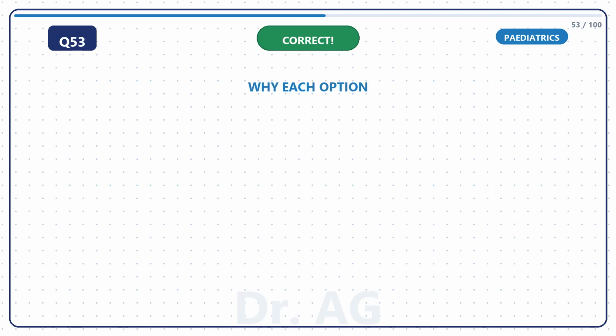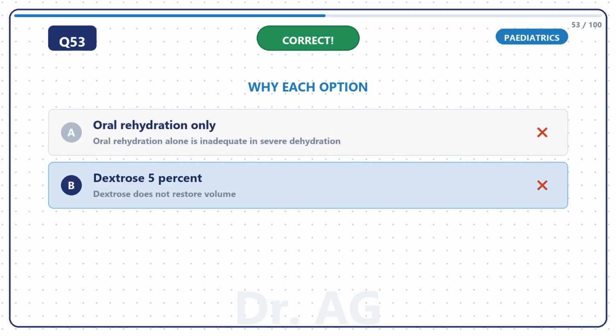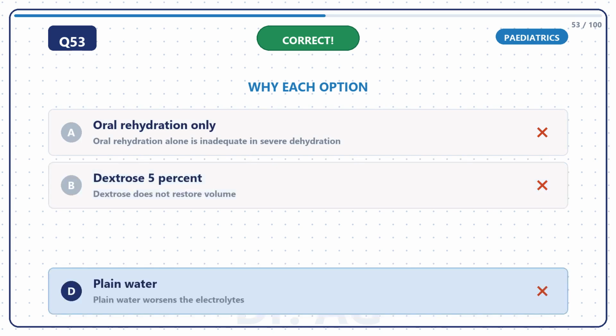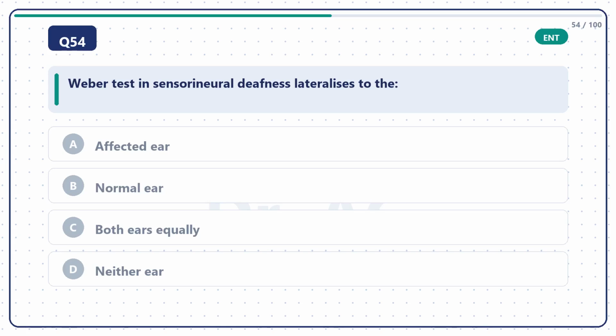Let's go through the options. Oral rehydration alone is inadequate in severe dehydration. Dextrose does not restore volume. Plain water worsens the electrolytes. And the correct answer is intravenous ringer lactate. Intravenous ringer lactate rapidly restores volume. So, the right answer is option C, intravenous ringer lactate.